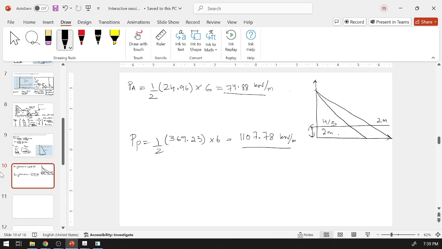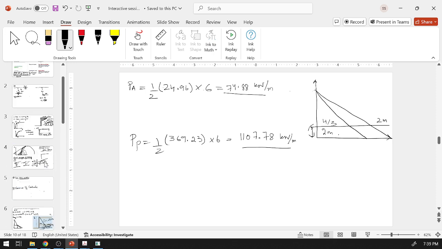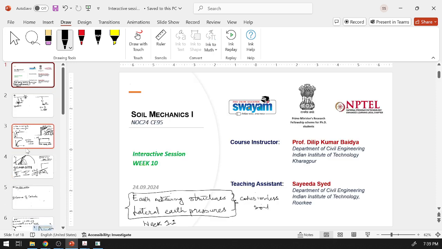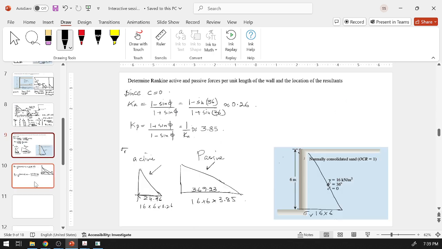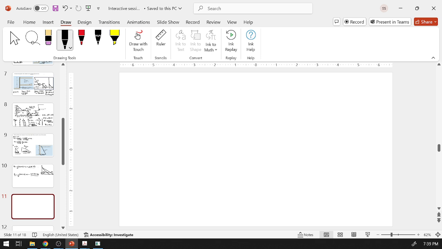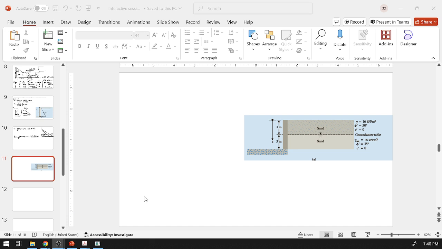Let me show one more question for today, and there is not much to be discussed about it, so that will be the last question for today. And hopefully, after that, let's meet next week where we will discuss some questions on the clay soils and hopefully some slope stability questions. Okay. So we have to determine the Rankine's active and passive pressure for this soil and also the resultant.